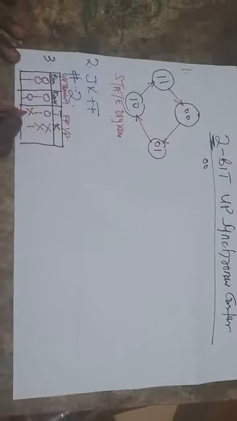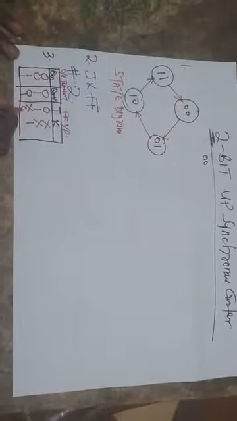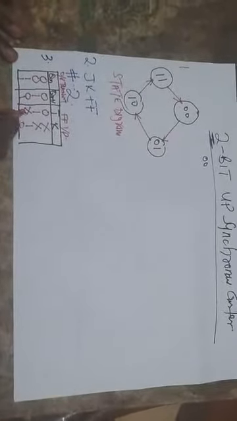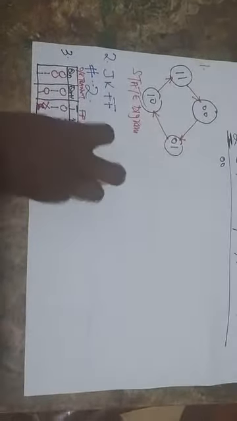And if the present state is 1 and the next state is also 1, then it will toggle. So here J will be don't care and K will be 0. So this is our excitation table for a JK flip-flop, and we are going to use this excitation table to develop our circuit excitation table. So let's do our circuit excitation table.